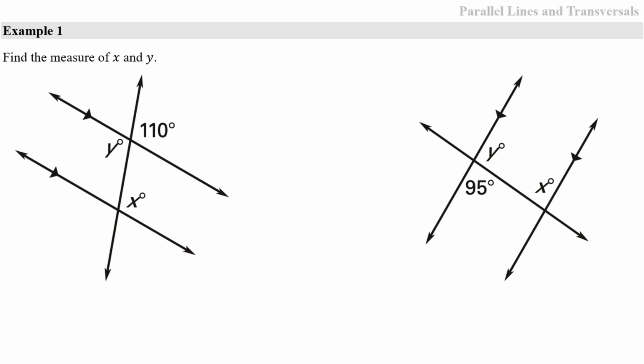Okay, so for our first example here, it says find the measure of x and y. Okay? And so we have 4 rules, and you can use those rules to help you. We can also use rules that we learned before, like vertical angles are equal and linear pairs. That should also help you get some of these answers.